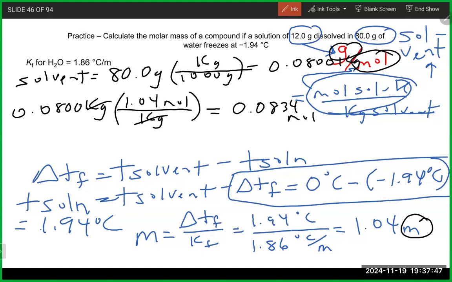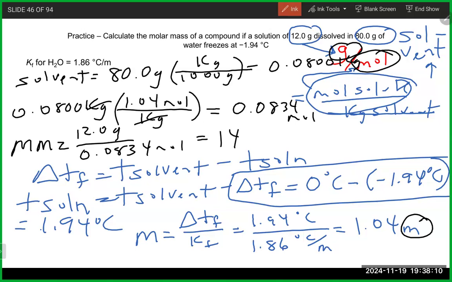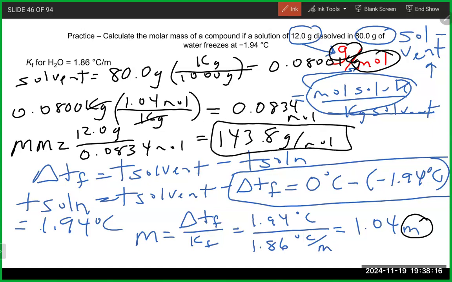We have the top part, which was given to us. So now our molar mass here is going to be our 12 grams that was given to us in the problem, divided by our 0.0834 moles. So we'll take our 12 divided by that, and that's going to give us 143.8 grams per mole as our molar mass.